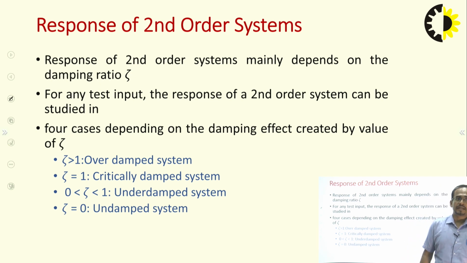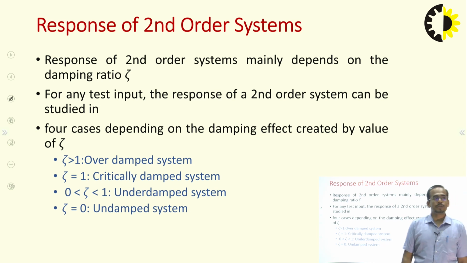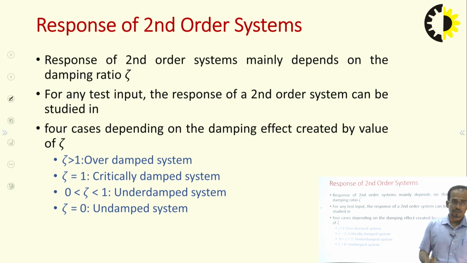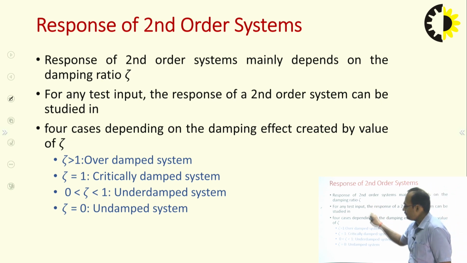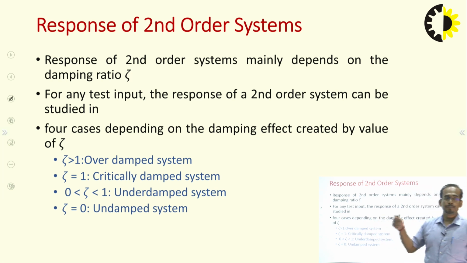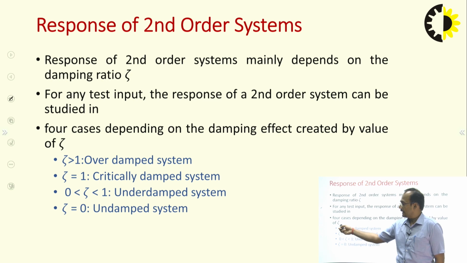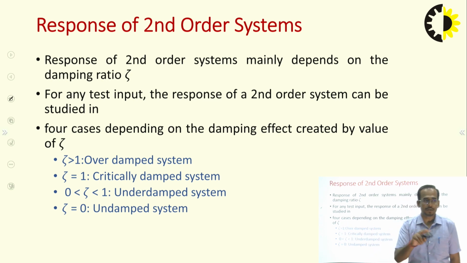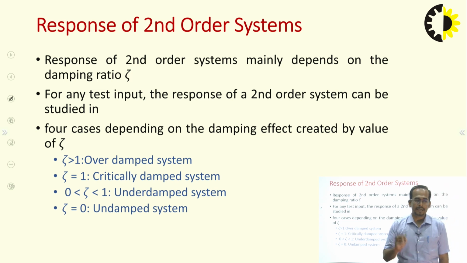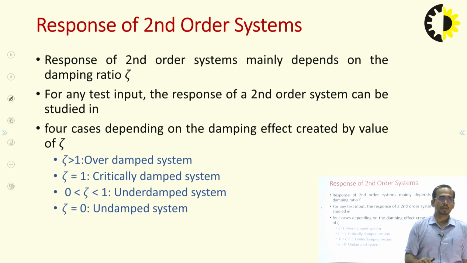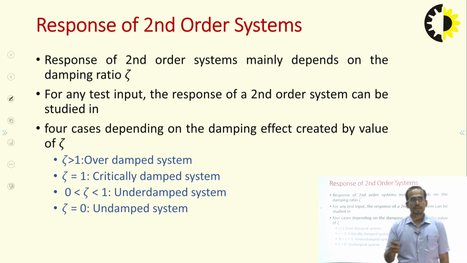Now response of the second order system. Basically response of the second order system mainly depends on the damping ratio. For any test inputs, the response of second order system can be studied in 4 different cases, depending on the damping effect. On the value of damping factor, we can define the type of the system. Now, the value of zeta may be greater than 1 or equal to 1 or in between 0 and 1. It may be 0, it may be 1, it may be between 0 and 1, and it may be greater than 1. So on that basis we can define the type of the system.